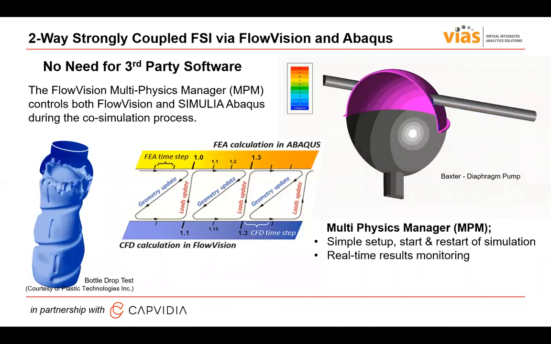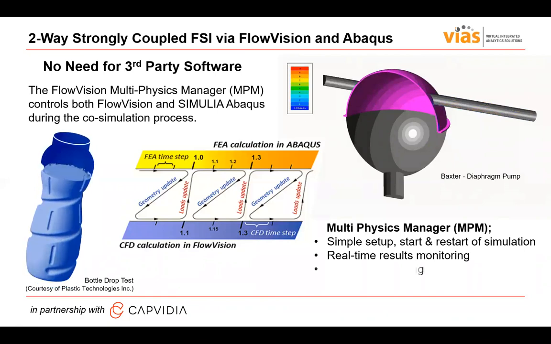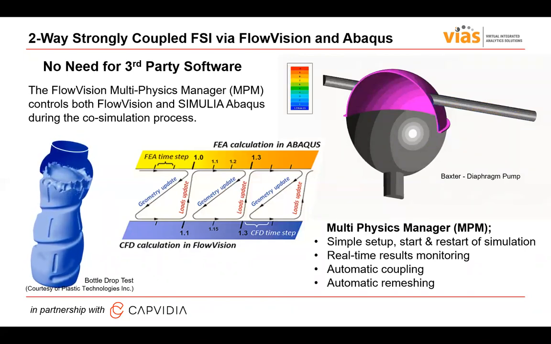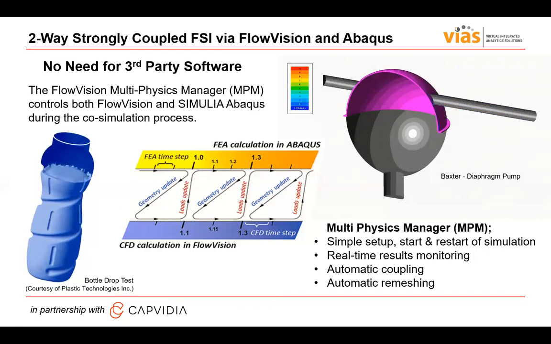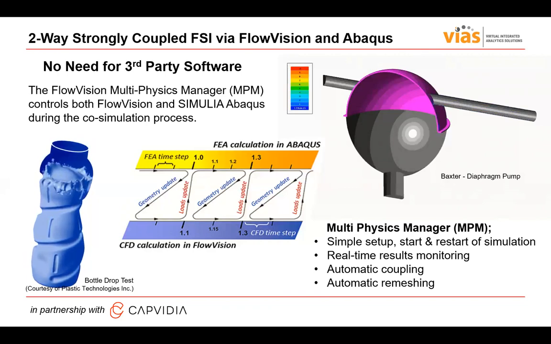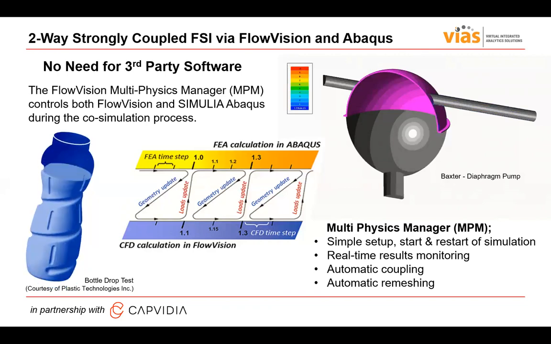Here, during the coupling, automatic coupling and automatic remeshing are critical aspects. From our perspective, the user should be focused on defining the correct finite element model and the correct CFD model, and an accurate data exchange is the duty of the multi-physics manager. And we have been doing this, as I said, already for a long time.